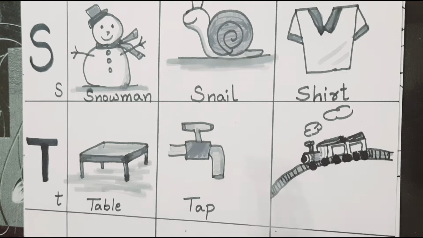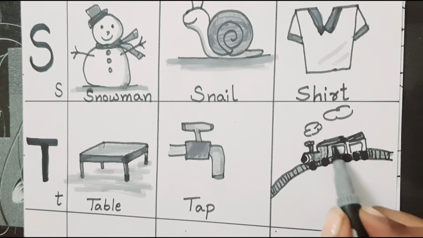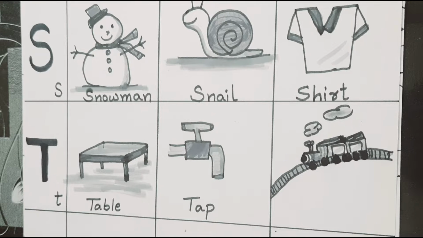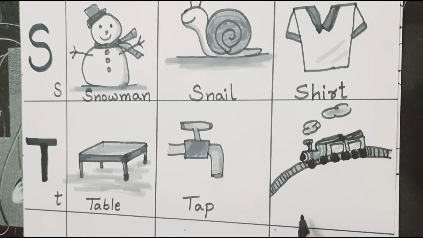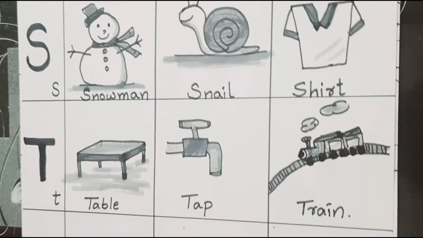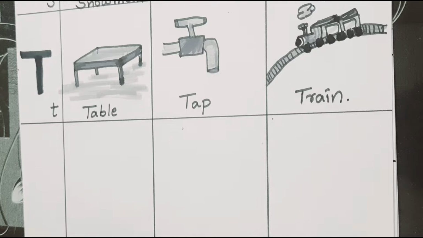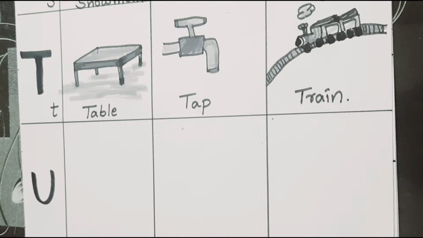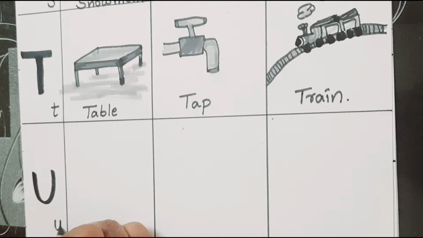Yes, it is a train on the tracks. Shall we write the spelling? T-R-A-I-N, train. And the next letter is letter U. The sound of letter U is U.